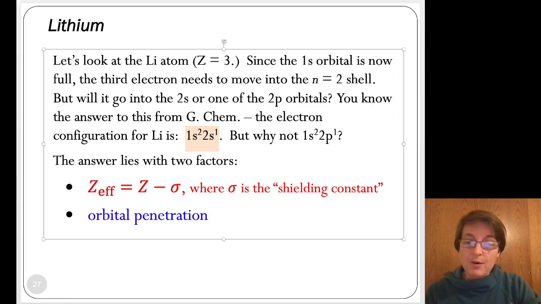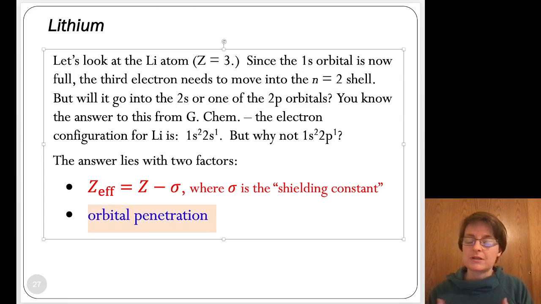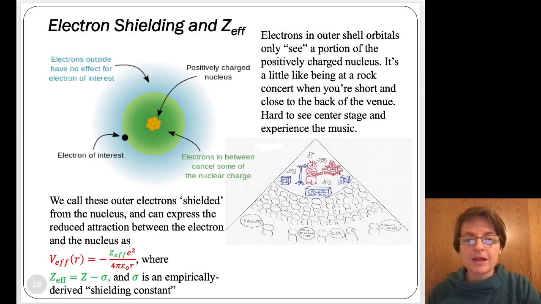But we should really talk about why it doesn't go into the p orbital. The answer lies with two different factors. The first is something called an effective nuclear charge, which is computed as the difference between the atomic number of the atom that we're interested in minus something called a shielding constant. We're going to have to talk about that shielding constant in a second, because the shielding constant relates to something about orbital penetration. So let's talk about Z effective and shielding first.